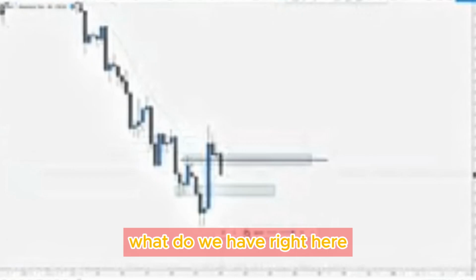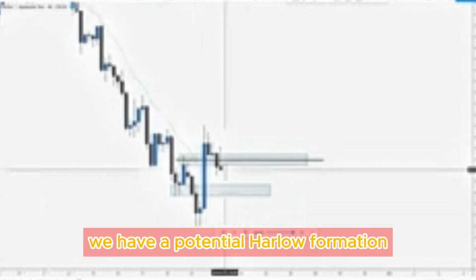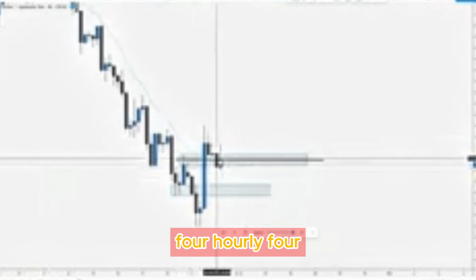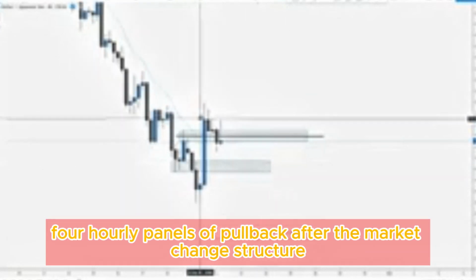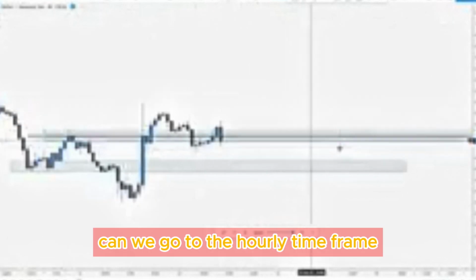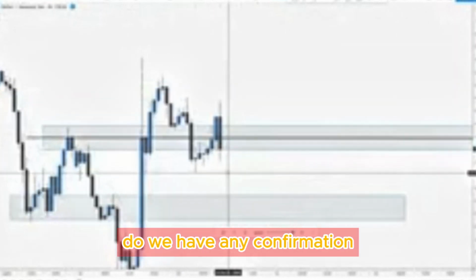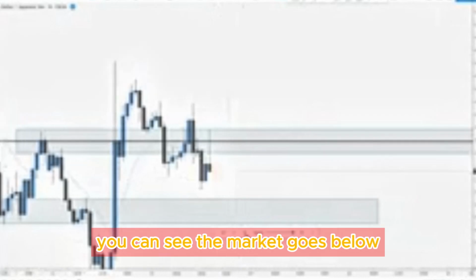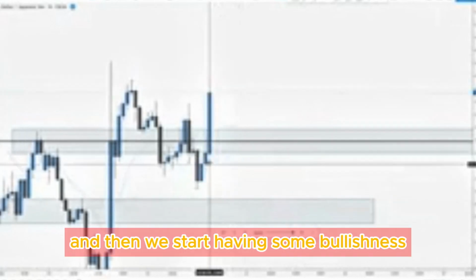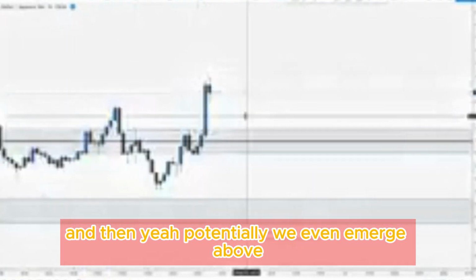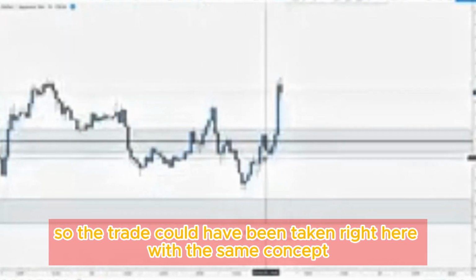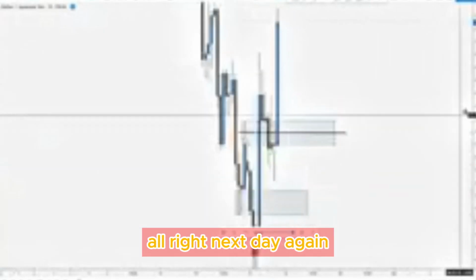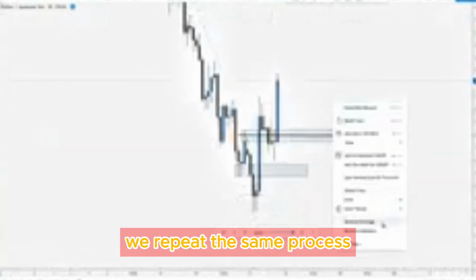What do we have right here? We have a potential higher low formation. We have four full hourly candles of pullback after the market changed structure. Can we go to the hourly time frame? Yes, we can. Do we have any confirmation? No, we don't. So we wait for something to happen. You can see the market goes below, and then we start having some bullishness, and then potentially we even emerge above. So the trade could have been taken right here with the same concept: downtrend, break of structure, retest. Alright? Next day, again, we repeat the same process.